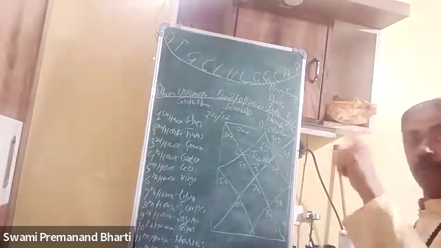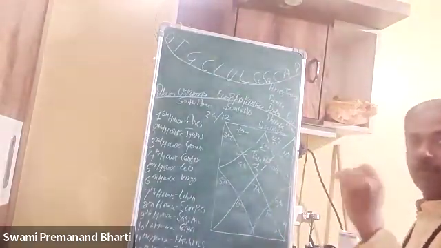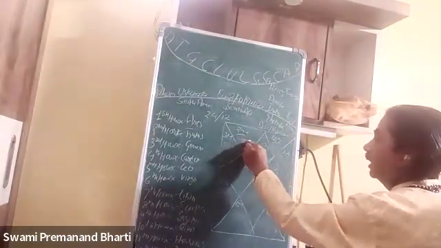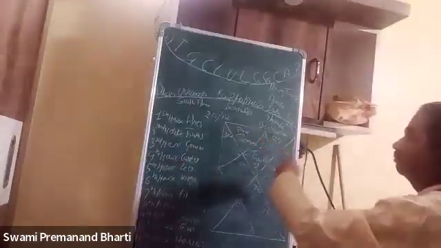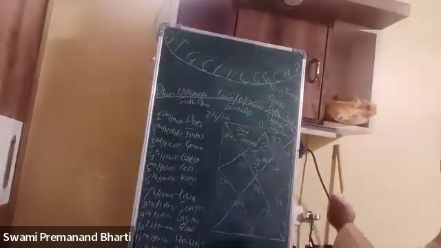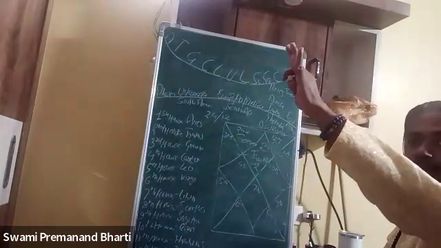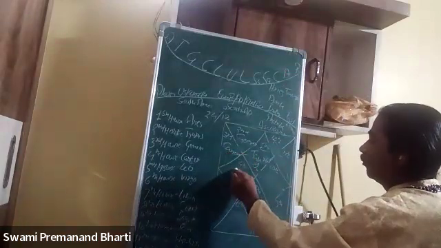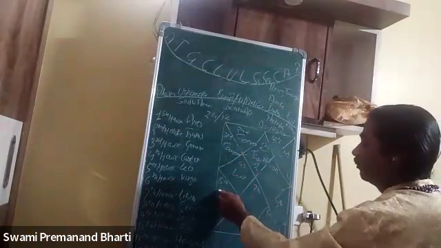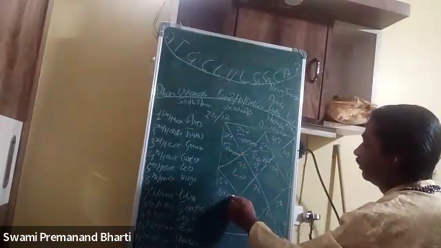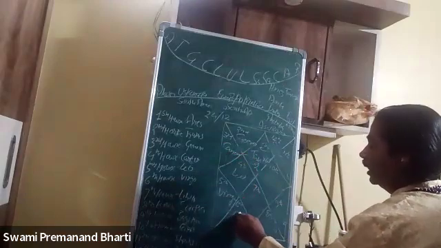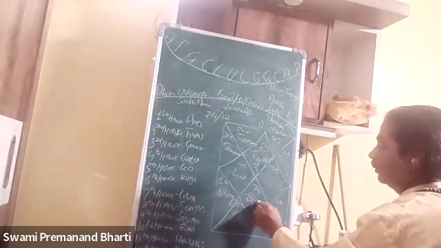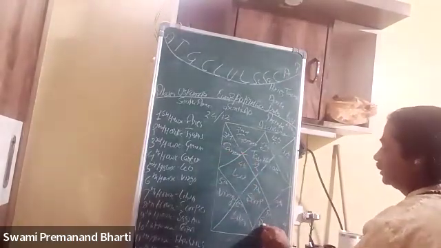In the first house, number will be 2. Although it will be first house, but number will be 2. The second house will have Gemini. So all the signs will fall accordingly. The whole chart will rotate. So third house will have Cancer, fourth house will have Leo, fifth house will have Virgo, sixth house will have Libra, seventh house will have Scorpio, 8th house will have Sagittarius.